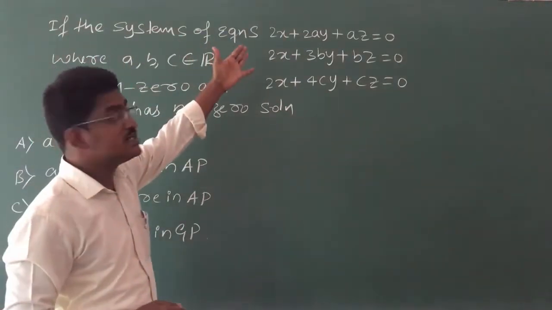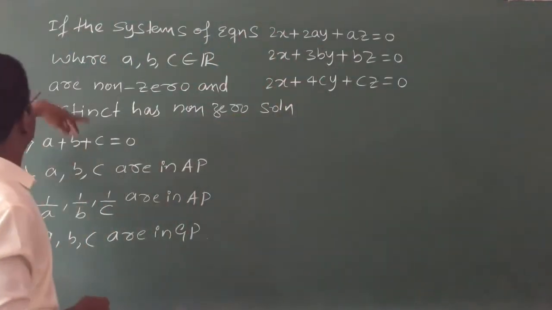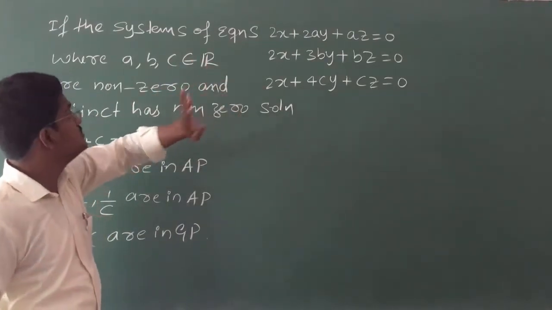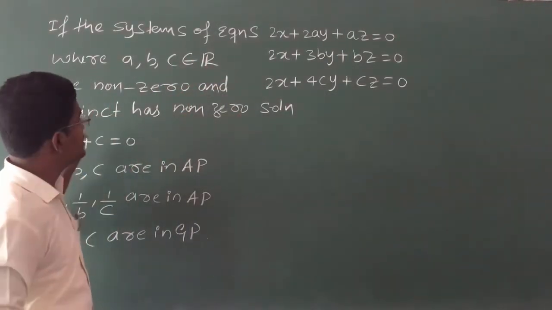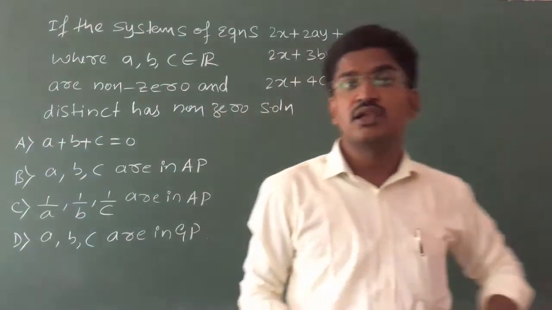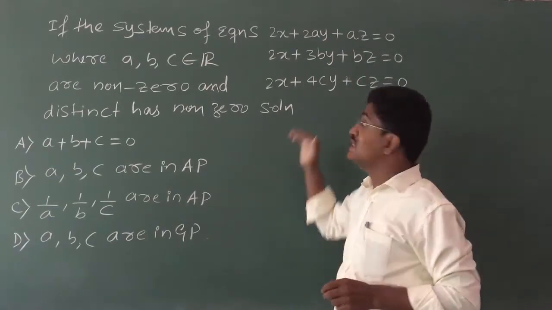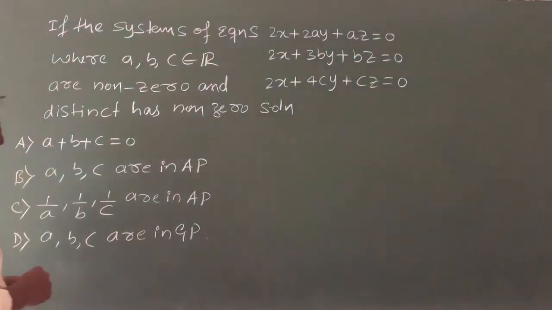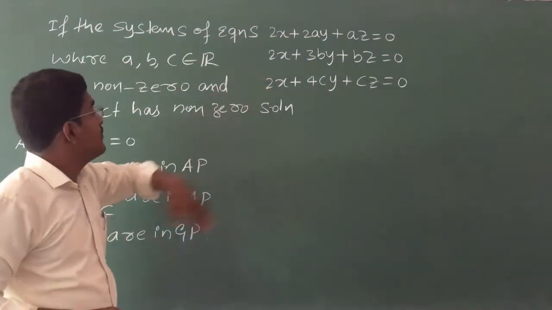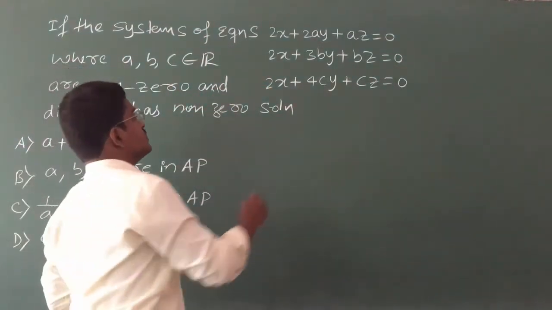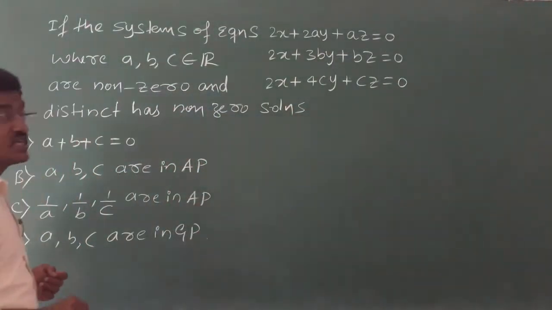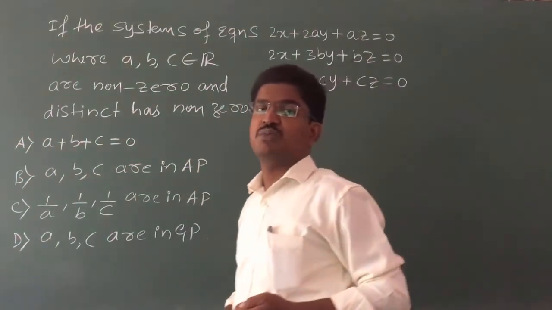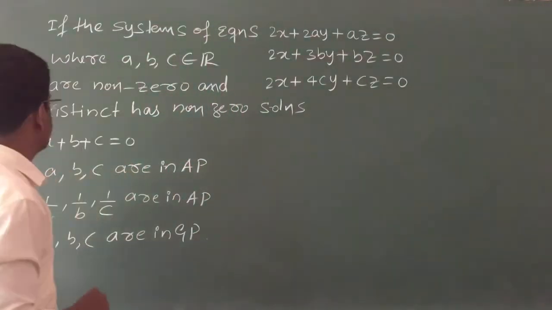If the system of equations, these equations, where a, b, c belong to R are non-zero, that means a, b, c are non-zero and distinct, having a non-zero solution. Clear? That means in this system of equations a, b and c are distinct non-zero real numbers, and the system has non-zero solutions. Our task is to find the relation between a, b and c. So let us find it.